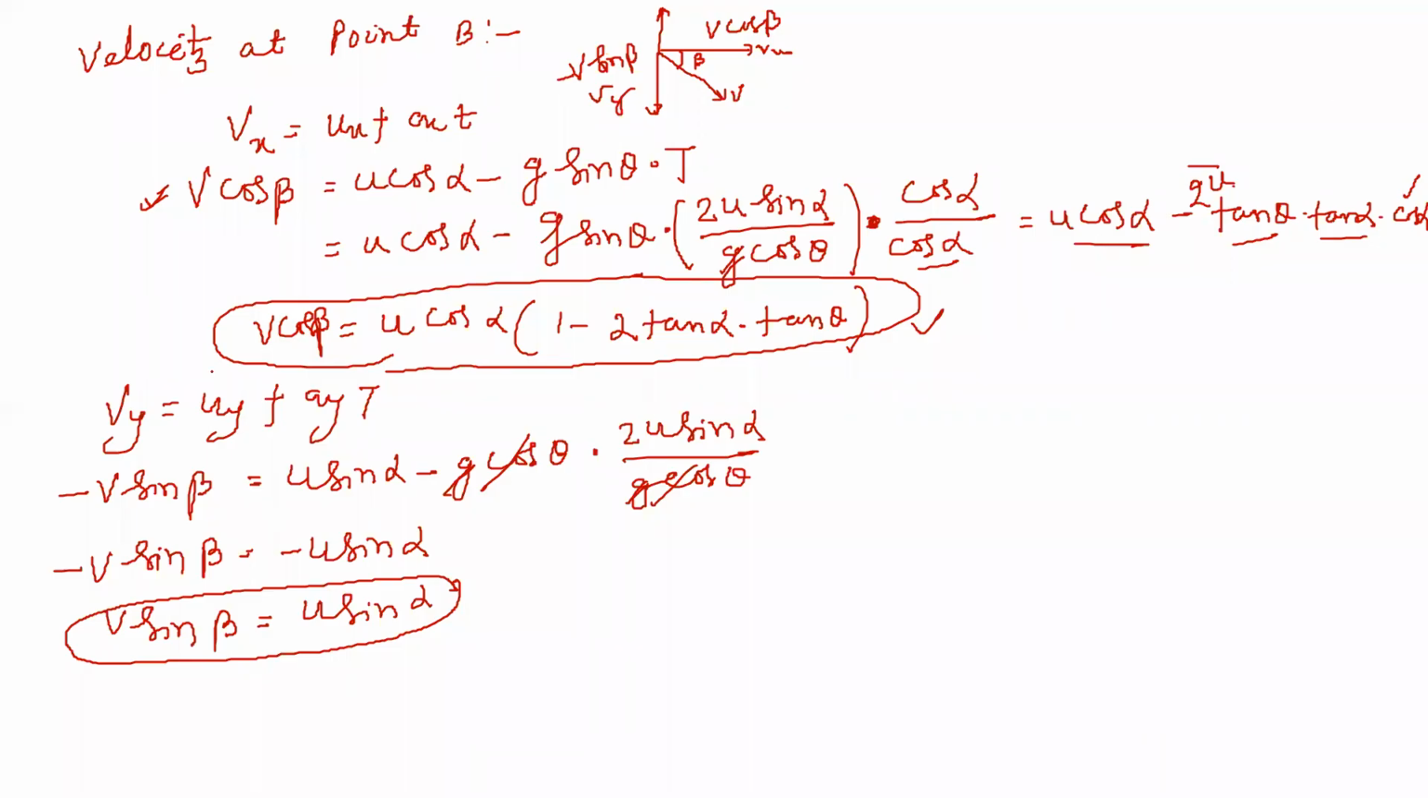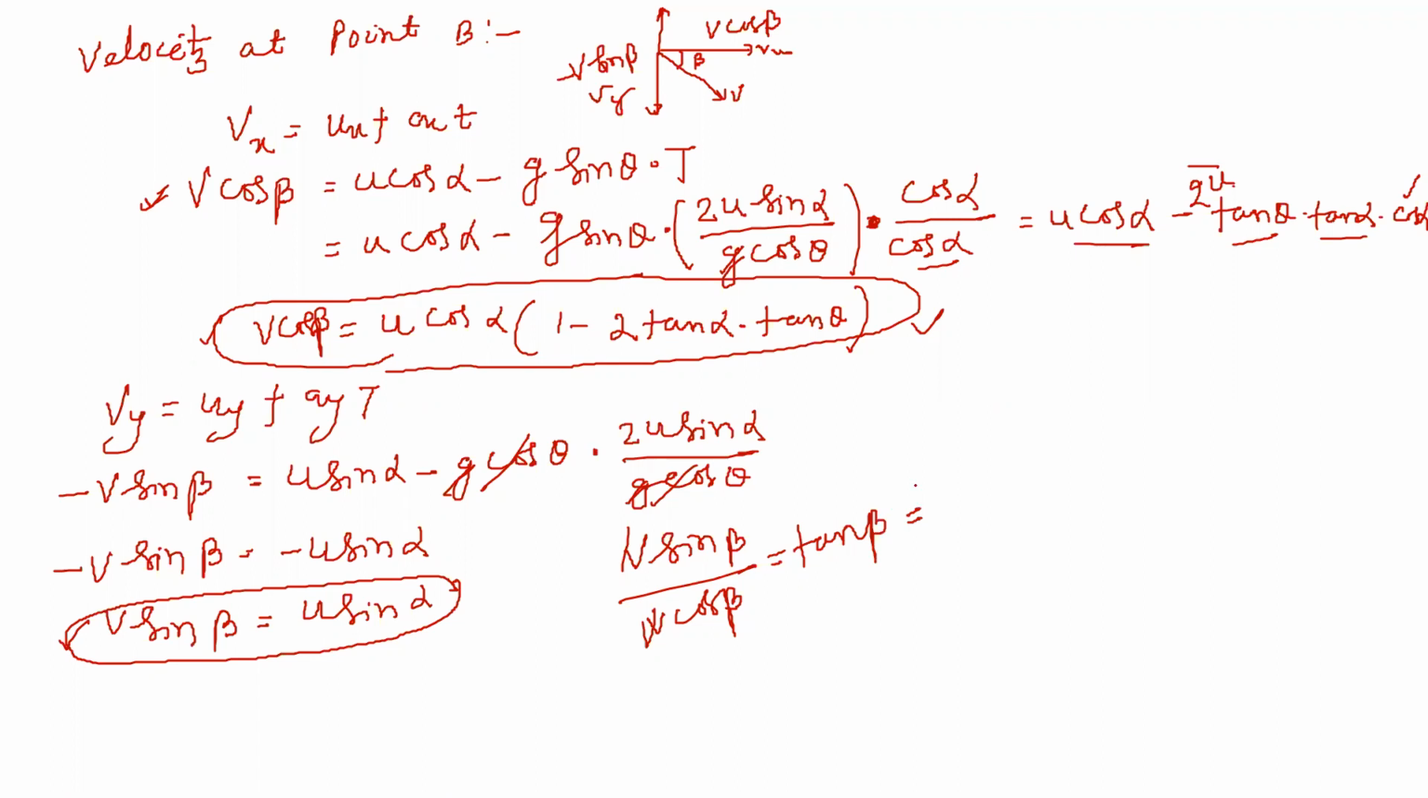Students, here you got v cos beta is equal to this much, v sin beta is equal to this much. If I divide v sin beta by v cos beta, v cancels. Sin beta by cos beta is equal to tan beta. Tan beta is going to be how much, students?